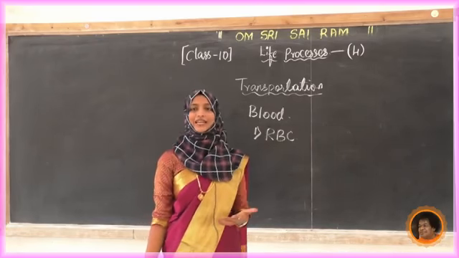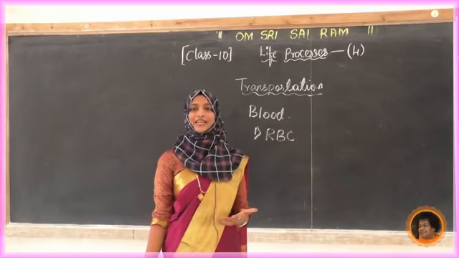Now tell me the function, what is it doing? It is going to carry the oxygen. So it is having the red color, so it is oxygenated. Yes. Now one more cell, which one? That is WBC, that is white blood cells.